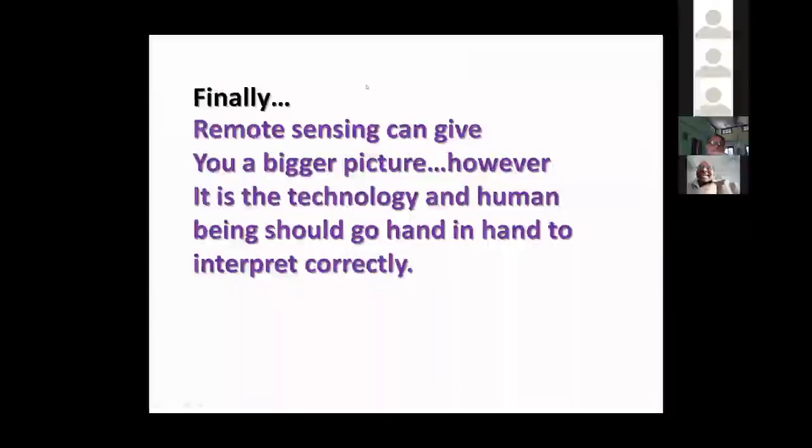Ultimately, what I want to say in a nutshell is that remote sensing can give you a bigger picture. However, technology and human beings should go hand in hand to interpret correctly, and only then will remote sensing be very useful. Of course, presently hyperspectral remote sensing has come with a lot of bands. A lot of research is required, because that is the future of remote sensing. It is called hyperspectral remote sensing.